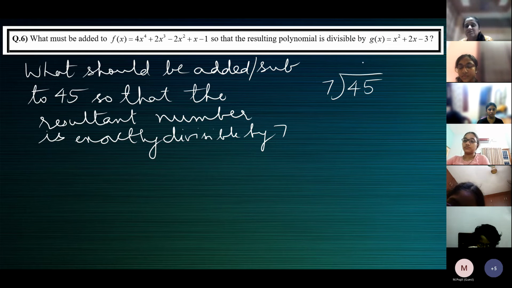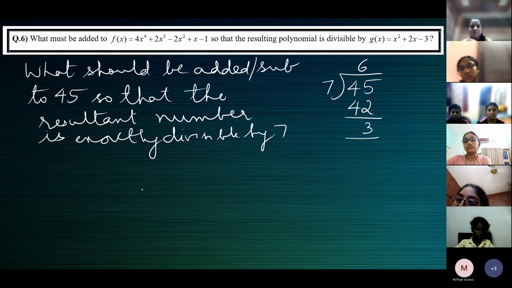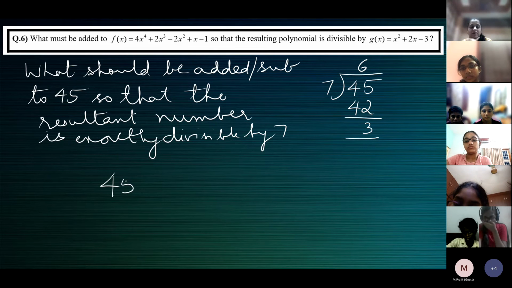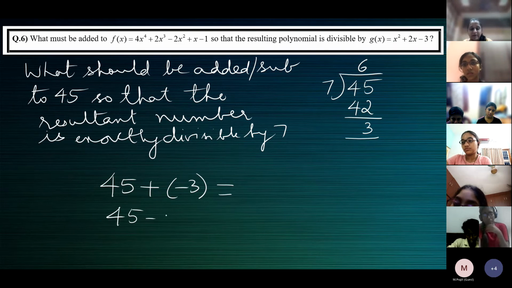7 sixes are 42, right? What is the remainder? 3, ma'am. 3 is the remainder. So if the question is what is to be added, see here, the negative of the remainder is to be added. What is to be subtracted? The remainder has to be subtracted.